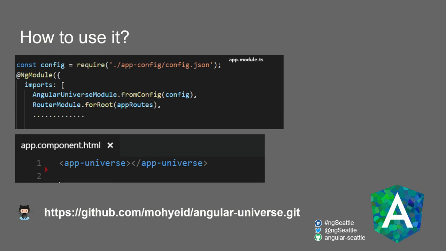And over here, this is the only thing that my app component has: this tag. The module will be able to pass this information to my library over here to build out your whole application.